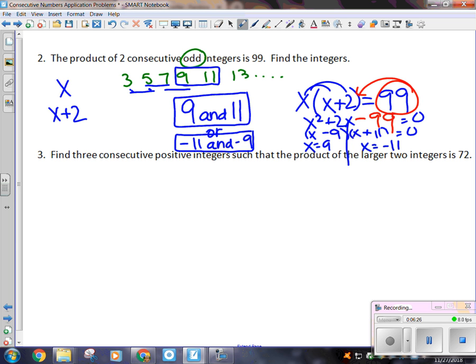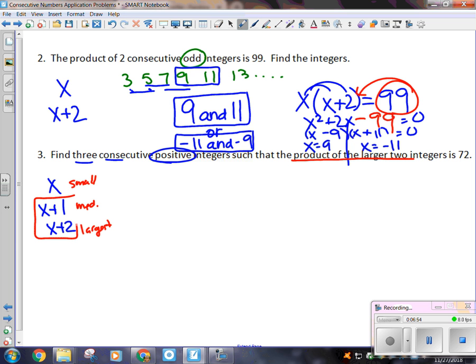Find 3 consecutive positive integers such that the product of the larger 2 is 72. 3 consecutive positive, so this time I would not get negative, integers. No odd or even, so x, x plus 1, x plus 2. The product of the larger 2. Well, x would be the smallest, okay? This would be the medium size one, which means x plus 2 would be the largest. Well, the larger 2 would actually be these 2 right here.